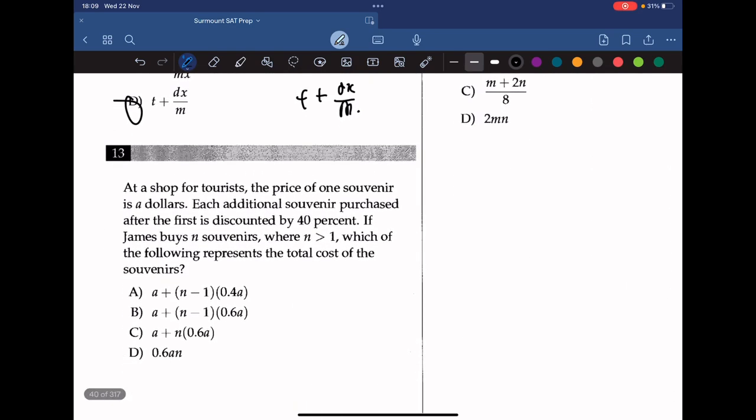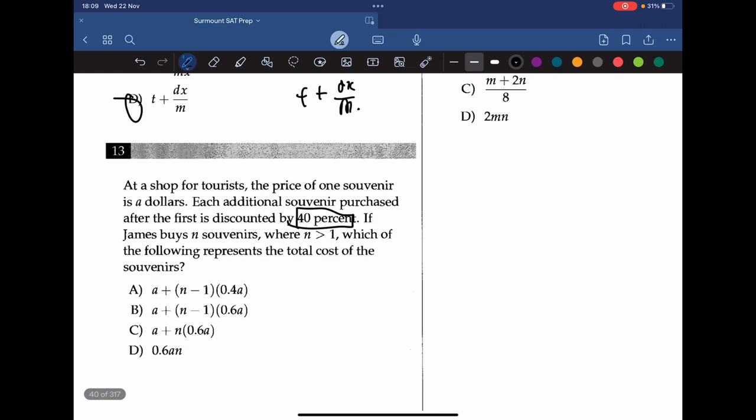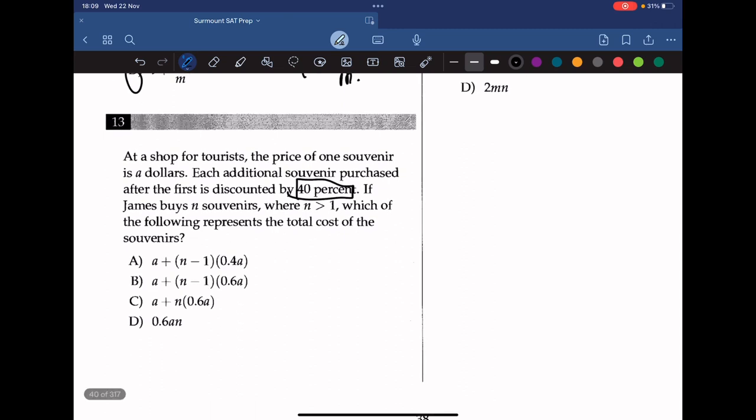Alright. At a shop for tourists, the price of one souvenir is $8. Each additional souvenir purchased after the first is discounted by 40%. If James buys n souvenirs where n is greater than 1, which of the following represents the total cost of the souvenirs? Alright, so the reduced price of each souvenir after the first is 0.6a, right? So after the first souvenir, there are n minus 1 souvenirs that James will purchase at the reduced price. Therefore, the total cost should be a plus (n minus 1) multiplied by 0.6a. So the answer should be B.